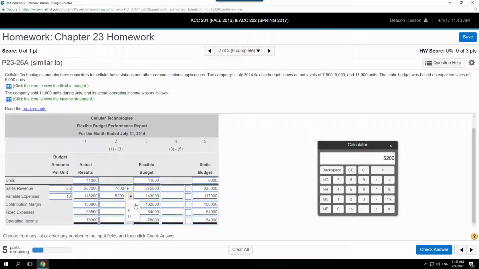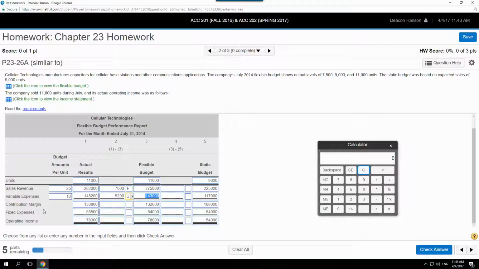Because the actual variable expenses of 148,200 are more than what the budget is. That's unfavorable because you got more expense than you projected. So you've got to be careful in that. A lot of times we would show that 5,200 as negative, but in this case, we'll leave it like that.